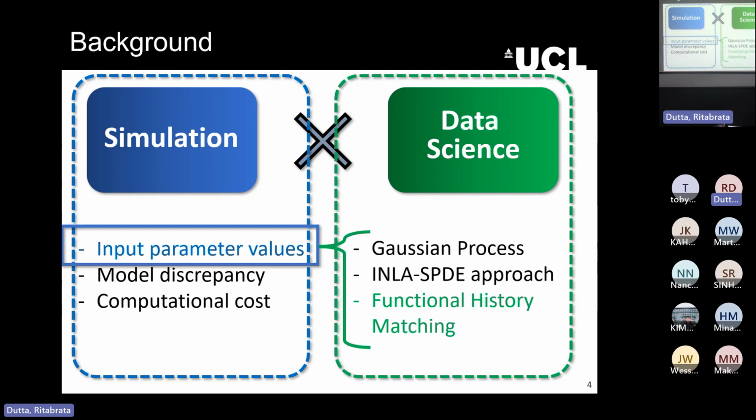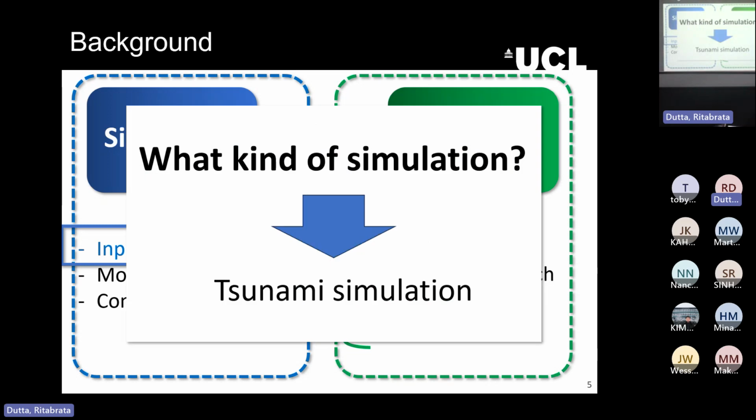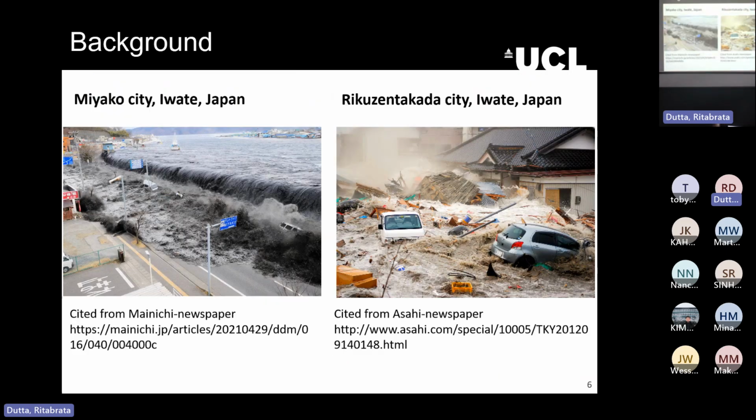In our study, we focus on input parameter values. To solve this problem, we use data science methods, for example, Gaussian process regression, and so on. Mainly in this presentation, I would like to introduce our method, functional history matching. But now, what kind of simulation? In our research, I use tsunami simulation because I'm from Japan.